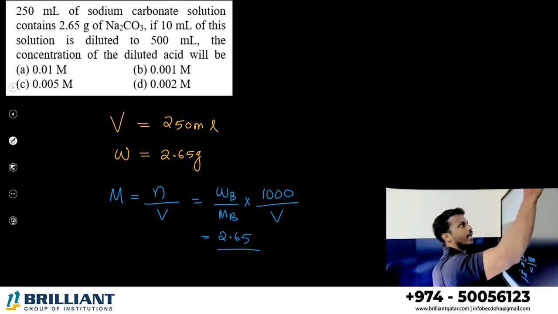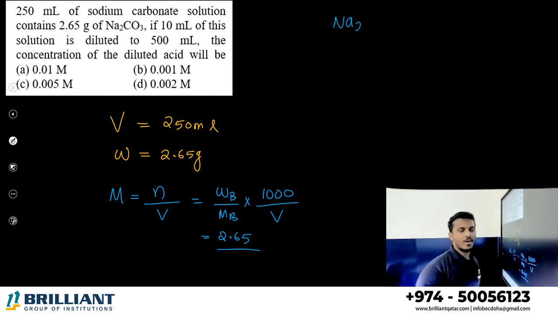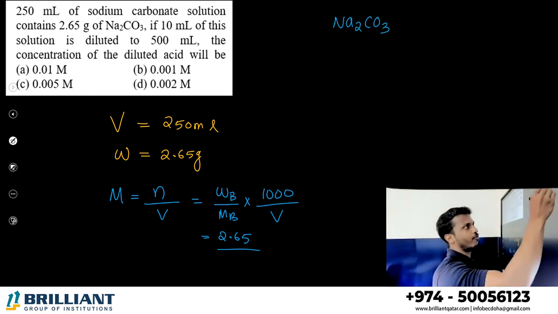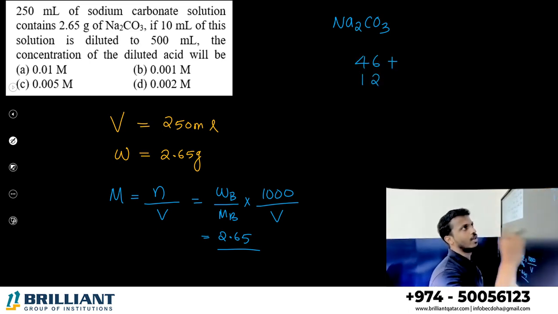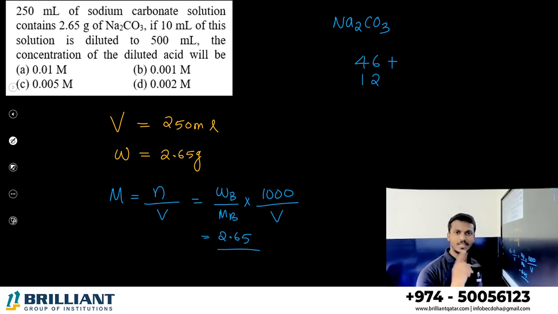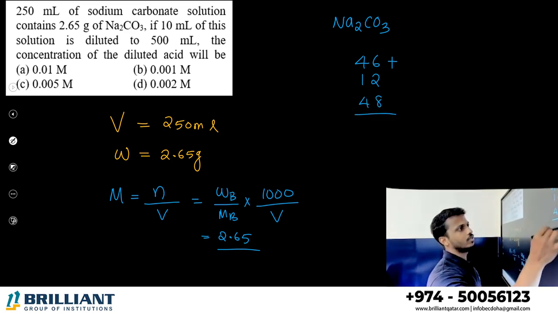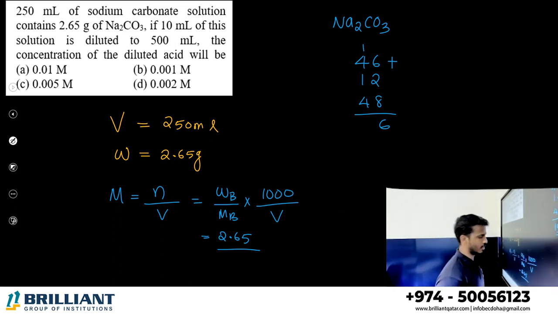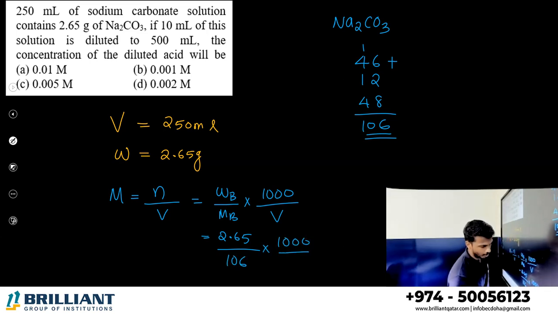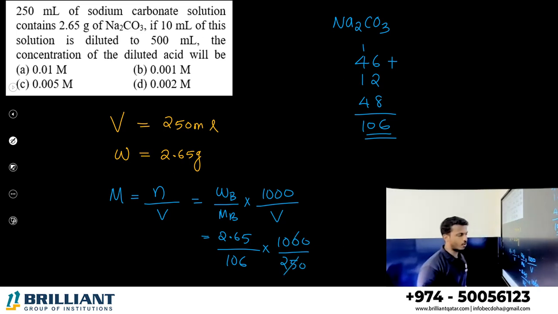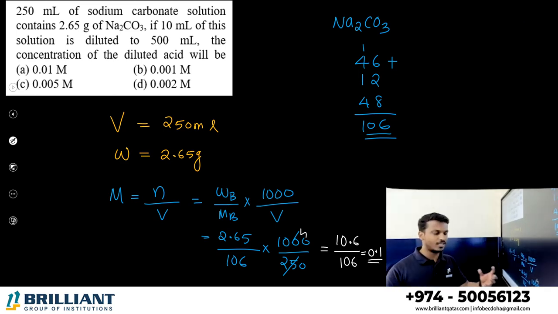Not given. Let's calculate for Na2CO3, sodium carbonate. The mass of one sodium is 23, so 2 sodium is 46. One carbon mass is 12. One oxygen mass is 16, so 3 oxygen is 16 into 3, 48. Total is 106, right? So 2.65 by 106 gram into 1000 divided by the volume, 250 ml. 1000 divided by 250 is 4. So 4 into 2.65 is nearly 10.6, divided by 106 is equal to 0.1. So we got the molarity of the initial solution.